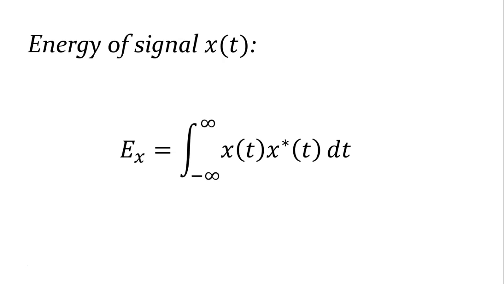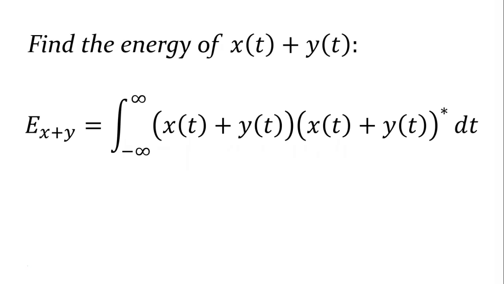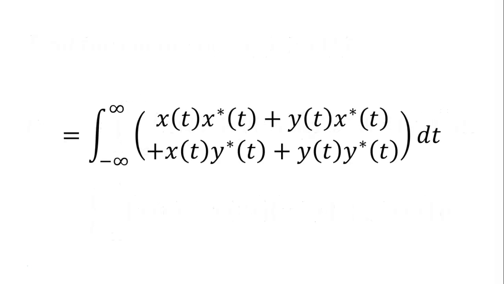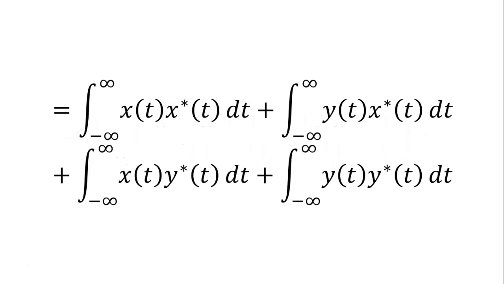In the previous video, we saw that one formula for energy of x of t is the area of the product of x of t with its complex conjugate. Using that formula, let's find the energy of x of t plus y of t. The complex conjugate distributes over a sum, which then is cross-multiplied with the other sum to give four separate integrals.